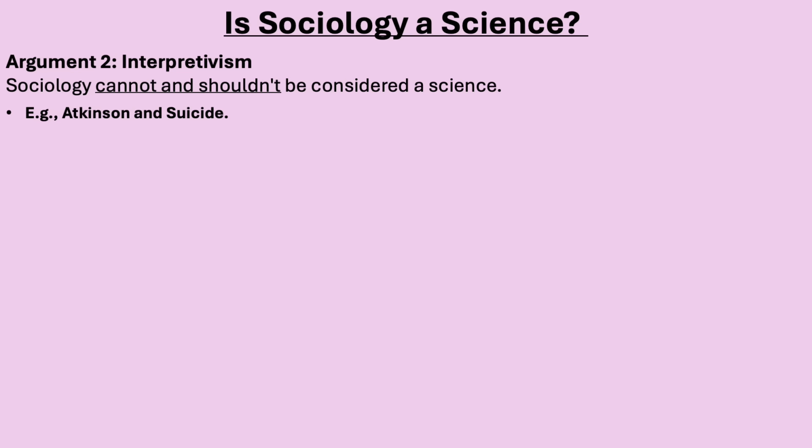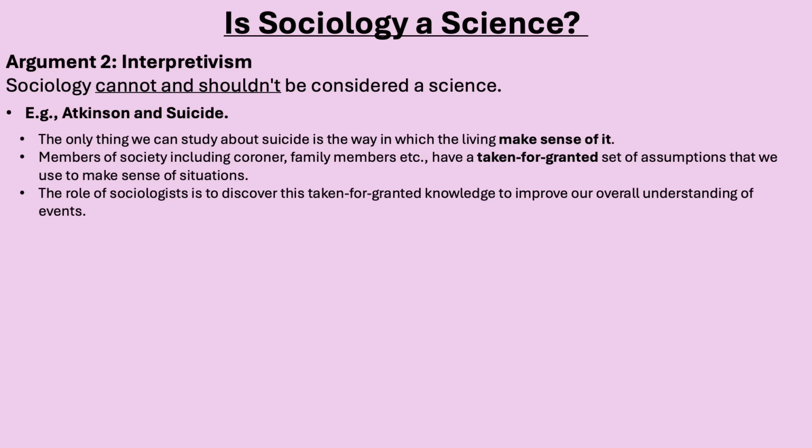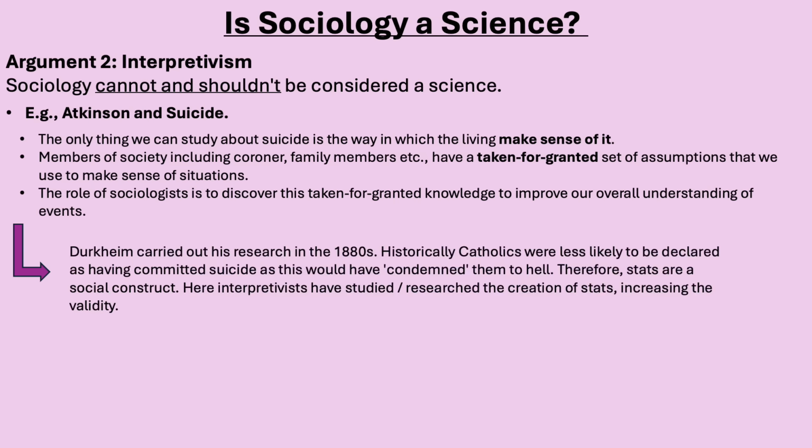And criticising Durkheim's study of suicide is Atkinson's perspective, arguing that the only thing we can study about suicide is the way in which the living make sense of it. Members of society, including the coroner, family members, etc., have a taken for granted set of assumptions that we use to make sense of situations. The role of a sociologist is to discover this taken for granted knowledge to improve our overall understanding of events.